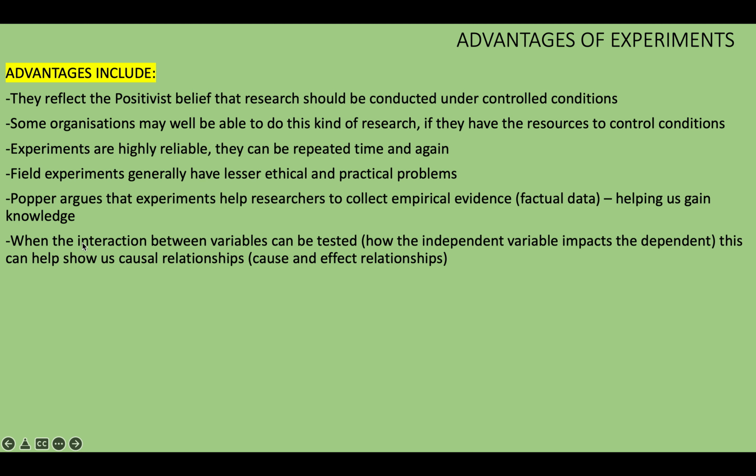Field experiments generally have lesser ethical and practical problems, but even they have ethical problems because, as we've touched on, you haven't provided your participants informed consent. Okay, now Popper argues that experiments help people collect empirical evidence, and that helps us gain knowledge. Empirical evidence is evidence which is based on proof. So, next advantage, when the interaction between variables can be tested, so how the independent variable impacts the dependent, this can help us show causal relationships, cause and effect. So these are just some advantages. Can you think of any others? If you can, jot them down.